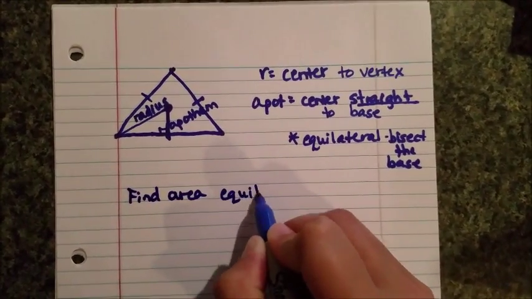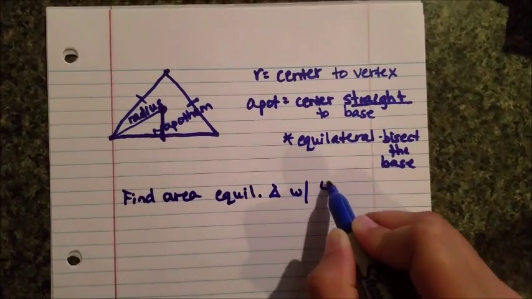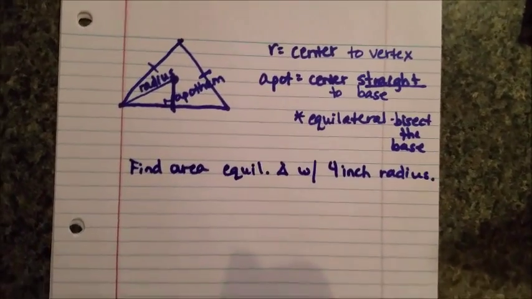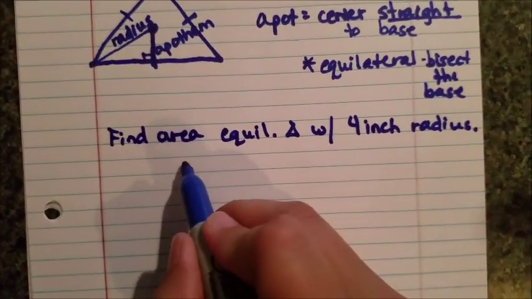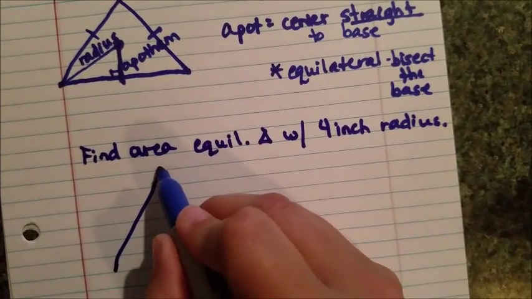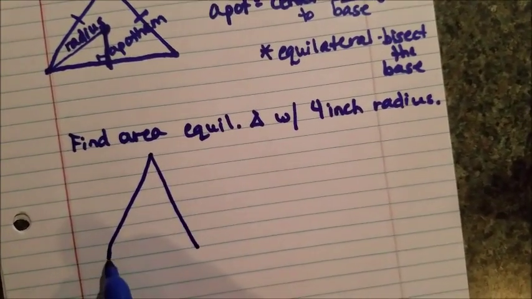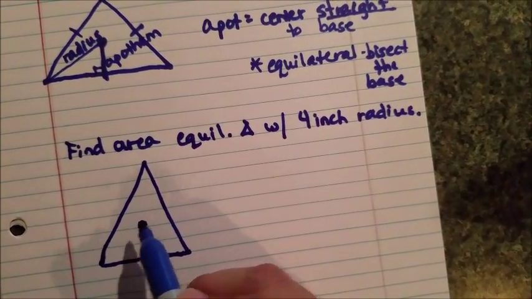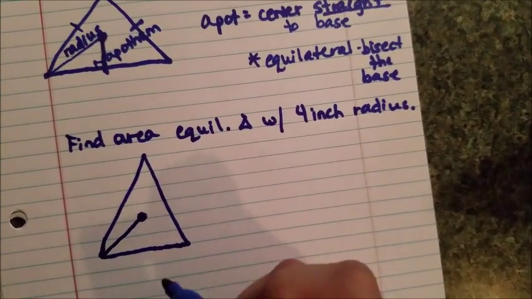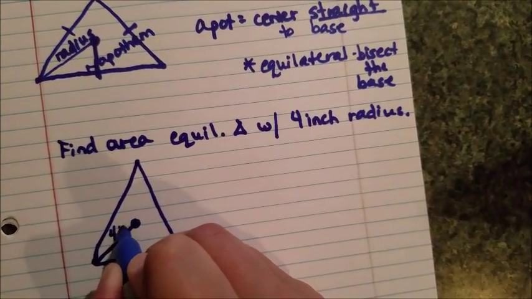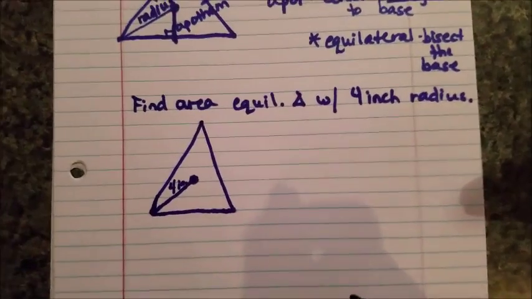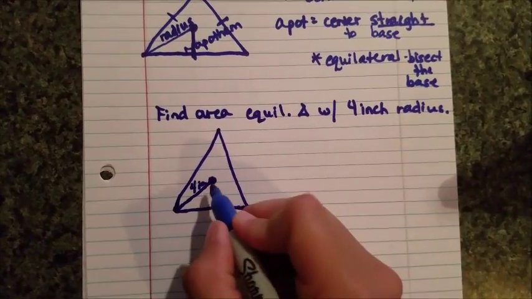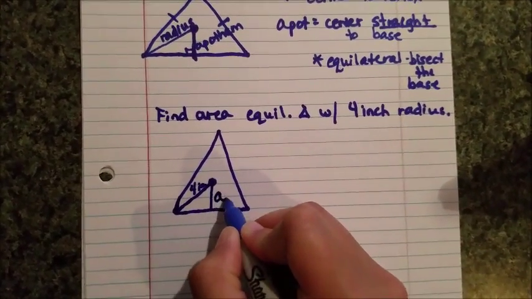Okay, so if it says find the area of an equilateral triangle with a 4-inch radius. Well, I'm really big on drawing pictures, so I'm going to go ahead and draw myself this little curvy edge triangle. Just imagine. And I'm going to draw myself a radius. I know it's going to be 4 inches. And that's all the information they give me. But I know that usually when a radius is involved, there should always be an apothem.